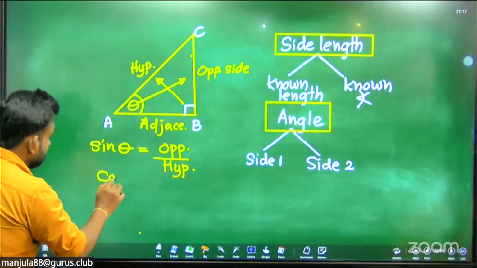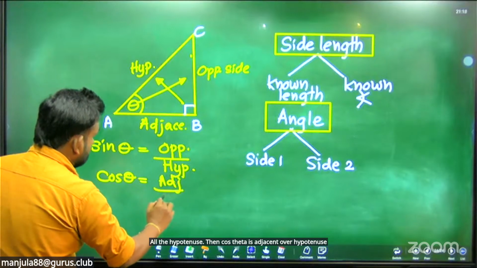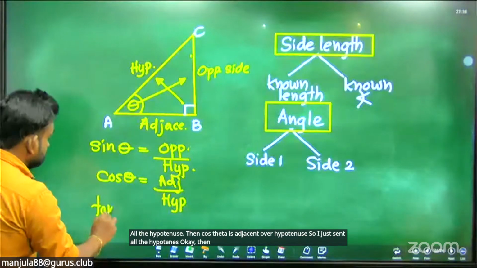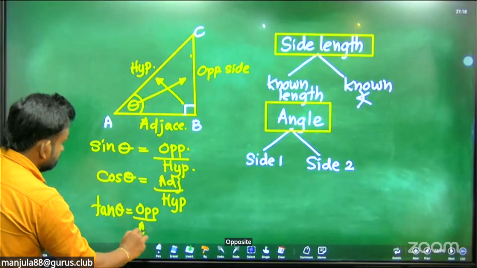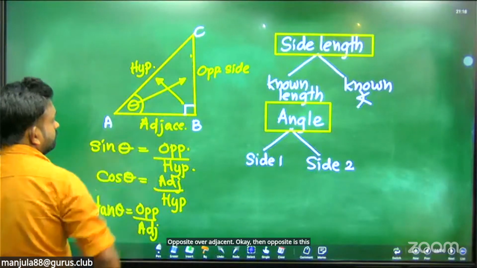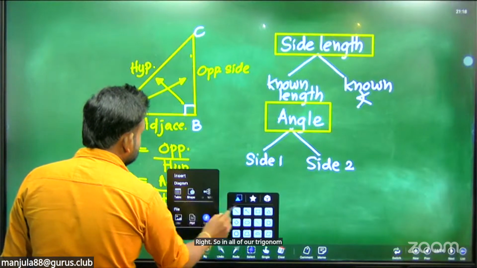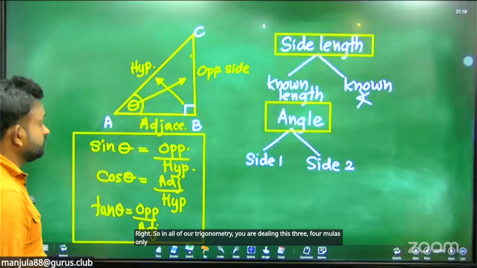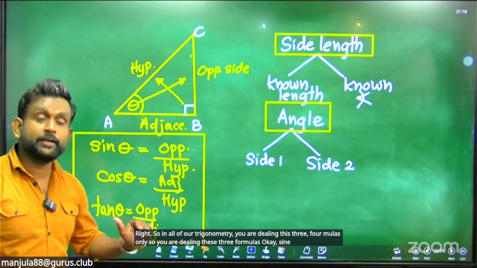Then cos theta is adjacent over hypotenuse. Then tan theta is just opposite over adjacent. So in O-level trigonometry, you are dealing with these three formulas only: sine theta, cos theta, tan theta.